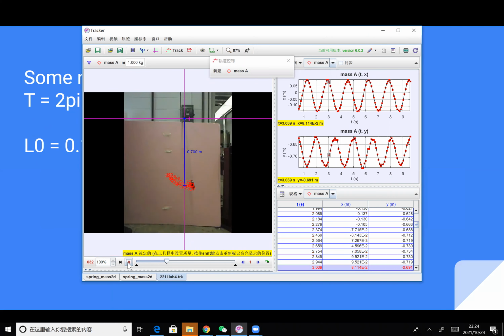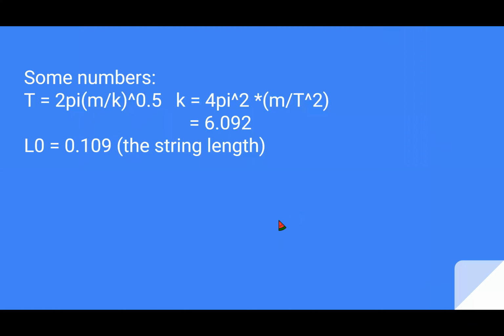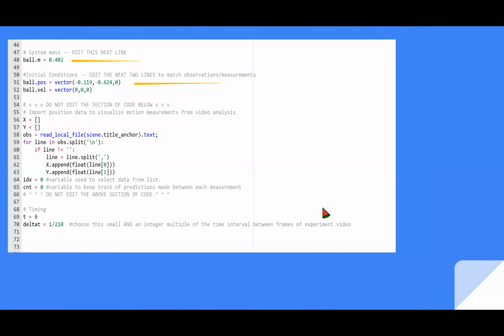You can see I used a graph to track the trajectory of the object. And now we need to calculate our stiffness constant. By using this formula, we will know our stiffness constant will be around 6.92, and our original string length is 0.109. And let's take a look at my code.